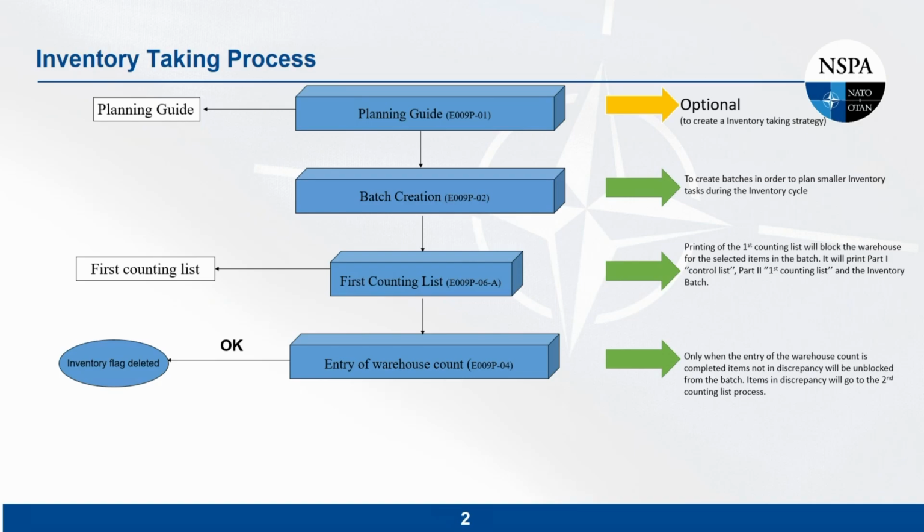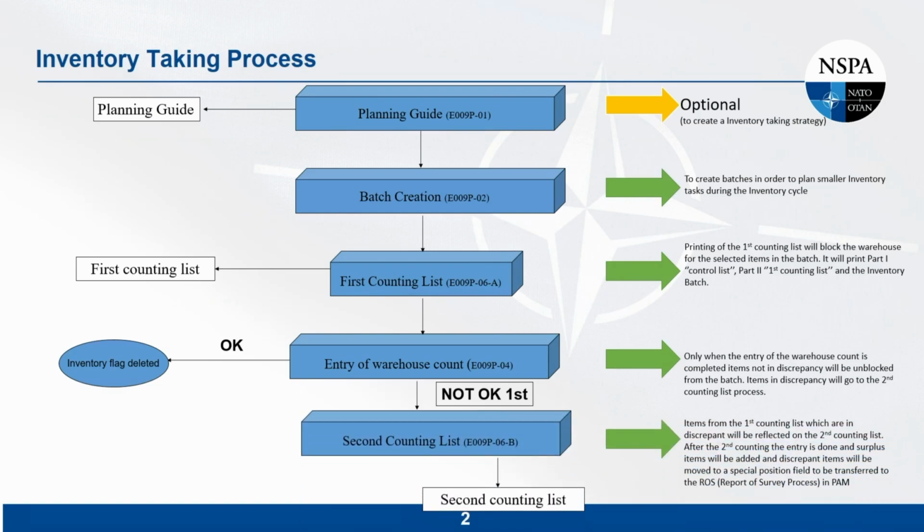I recommend that the second counting will be carried out by another staff member. When the entry of the warehouse count is done, items in discrepancy, surplus or minus, meaning they are not okay on the first counting list, a second counting list has to be printed, where preferably another staff member will carry out a second counting. After the second counting, we have to do the entry of the warehouse count of the second counting.